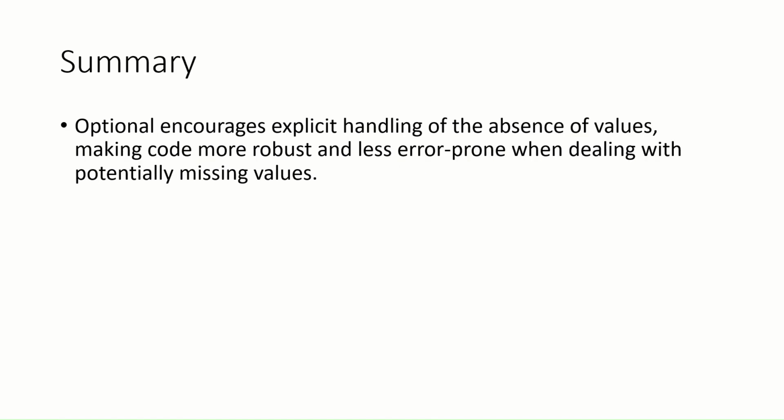Now if you go to the next slide, you will find this summary here. So let me read out the summary for you. Optional encourages explicit handling of the absence of values, making code more robust and less error prone when dealing with potentially missing values. So the main purpose of the Optional class is to handle the NullPointerException. How better you can handle the NullPointerException, that is the use case of the Optional class. So this is about the video.